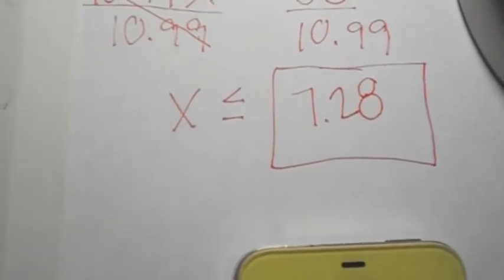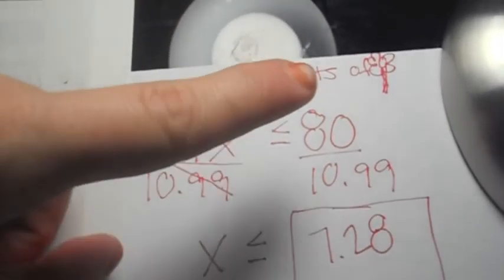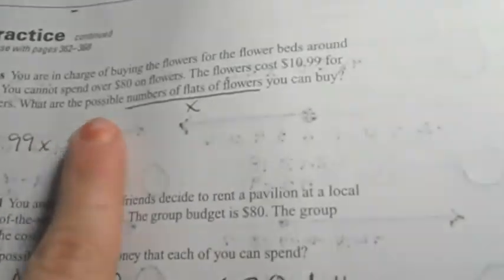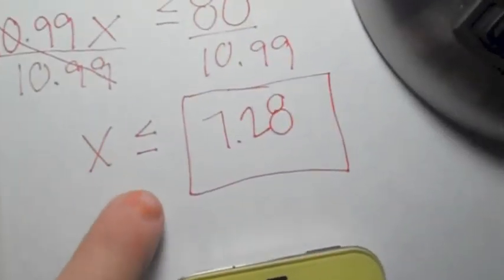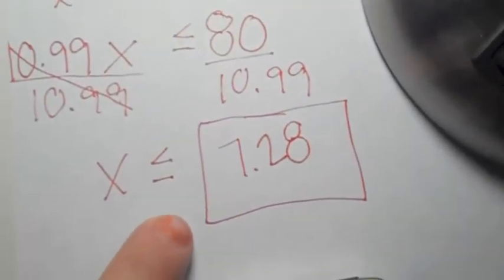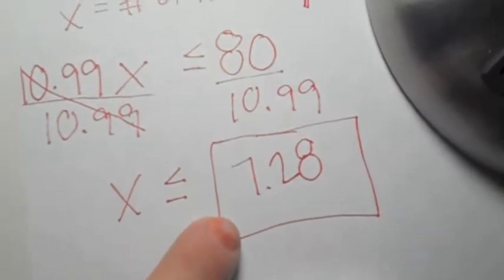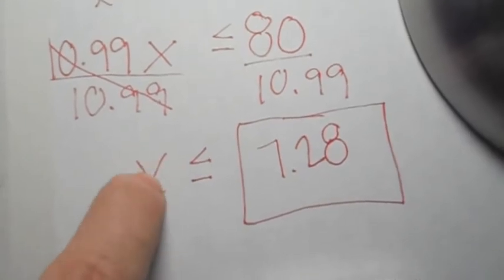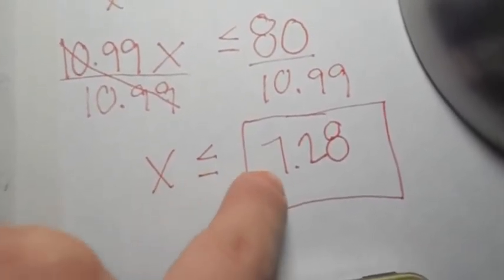Well, how does that apply to the question? Remember, X is the number of flats of flowers, okay? So, the question asks, what are the possible numbers of flats of flowers you can buy? 7.28? You can't buy 7.28 of a flat of flowers. The number of flats of flowers that you can buy must be less than 7.28.